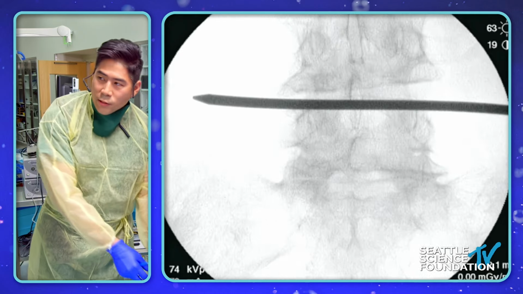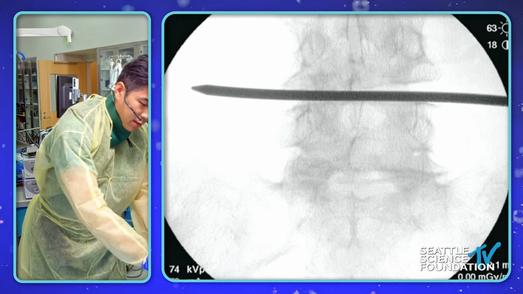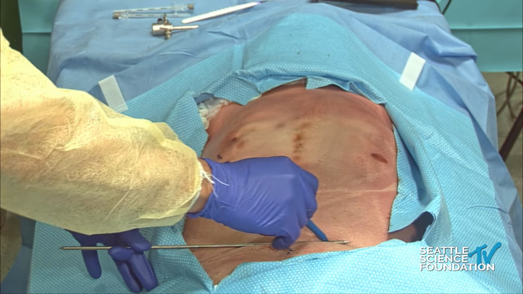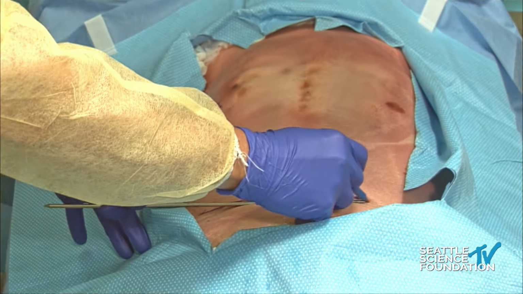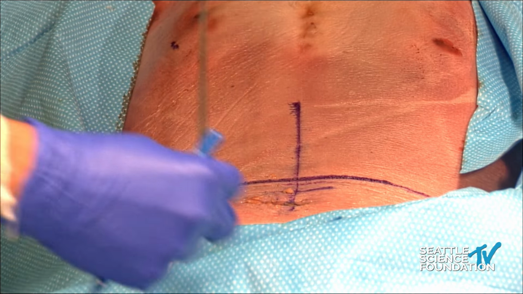The first thing that I do is try to mark out that disc level. Take a shot here. So this is the level of the L4-5, this space. I draw a long line here. Now, the next thing I want to do is mark out the midline.